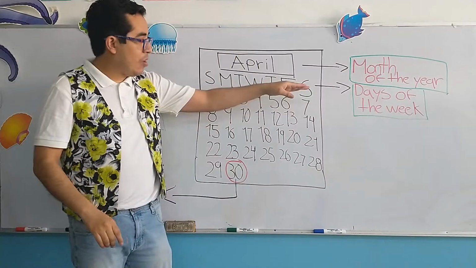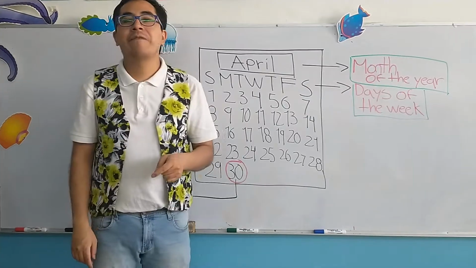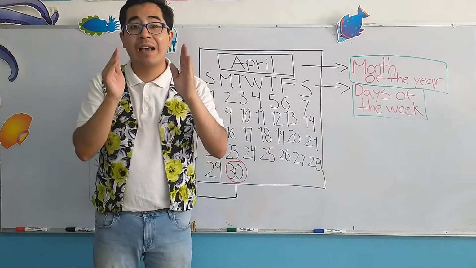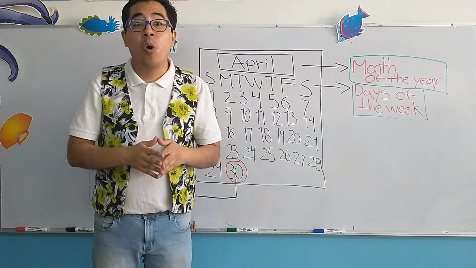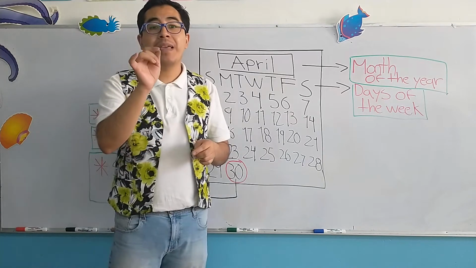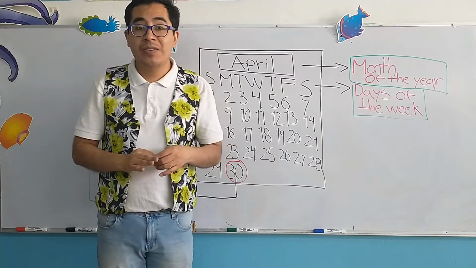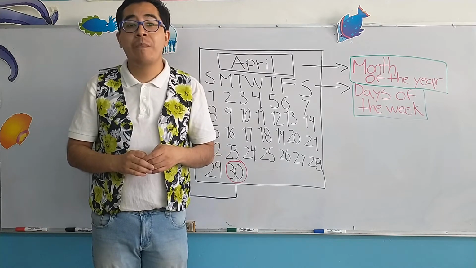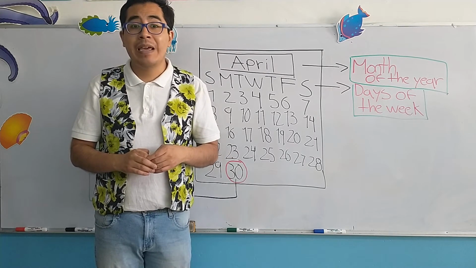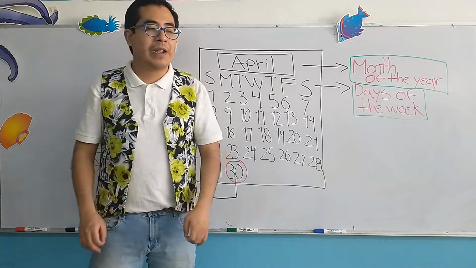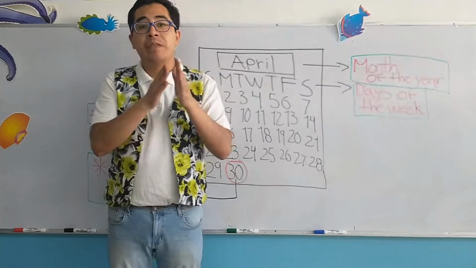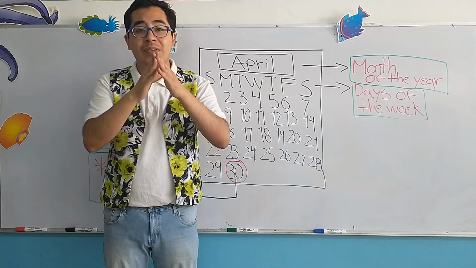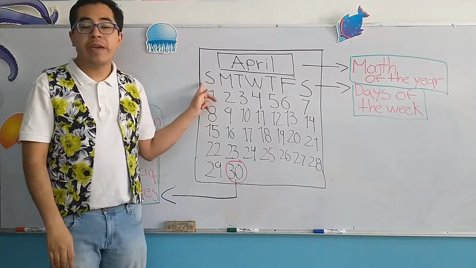After days of the week, we have the numbers. Now, the days of the week in a calendar are only mentioned by the letter. Los días de la semana en el calendario solamente aparecerán con la primera letra del nombre del día de la semana. For example, the word Sunday begins with the letter S. So we have the letter S.